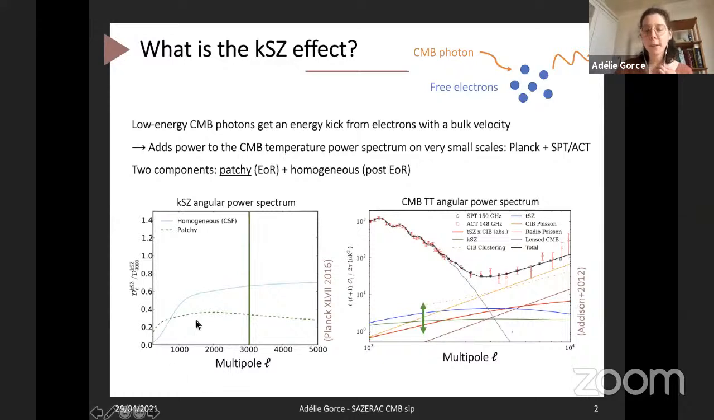These 2 components have different shapes in terms of power spectra. And interestingly, the patchy KZ is expected to reach its maximum amplitude, maximum power, at an angular multipole that roughly corresponds to the typical size of ionized bubbles during reionization. The way we mostly use CMB data at the moment to constrain the KZ power spectrum is that we choose templates, such as the 2 I show on the left panel, and then we fit their amplitude at a multipole of 3000 to data, along with other foregrounds naturally.